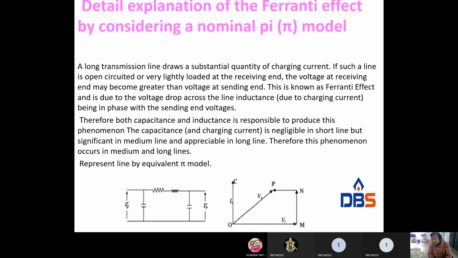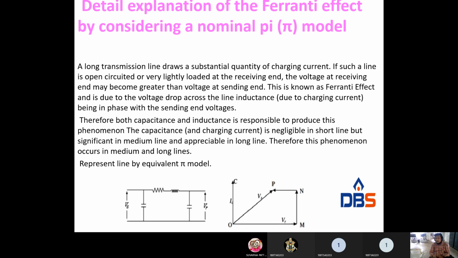Next, surge impedance. Surge impedance, or characteristic impedance or natural impedance, is applicable to a lossless transmission line only, that is, a resistive network only. It is the ratio of open circuit voltage to short circuit current, that is, voltage by current. Otherwise, we can say that Z is equal to root L by C.